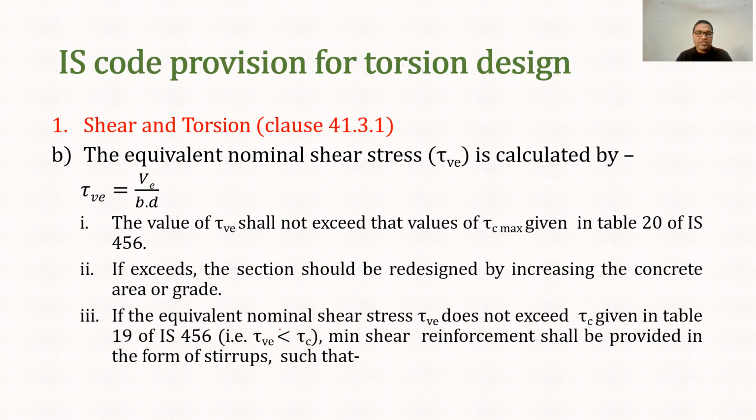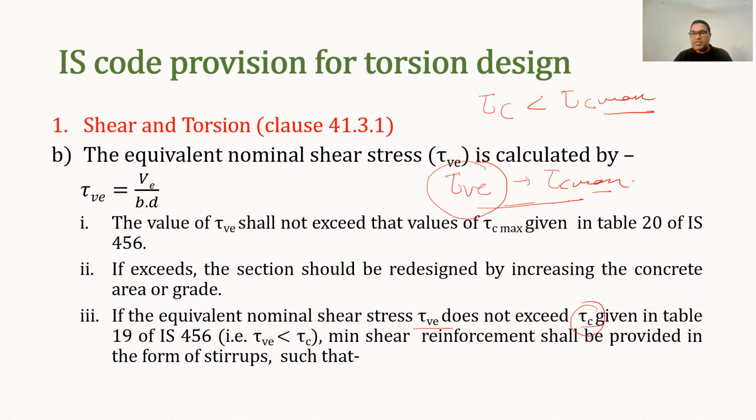It says that if the equivalent nominal shear stress tau VE does not exceed tau C. In the first two statements, we compared tau VE with tau C max. After comparing them, we will compare tau VE with the permissible shear strength of the beam. We need to remember that tau C is a fraction of tau C max, so tau C will always be less than tau C max.